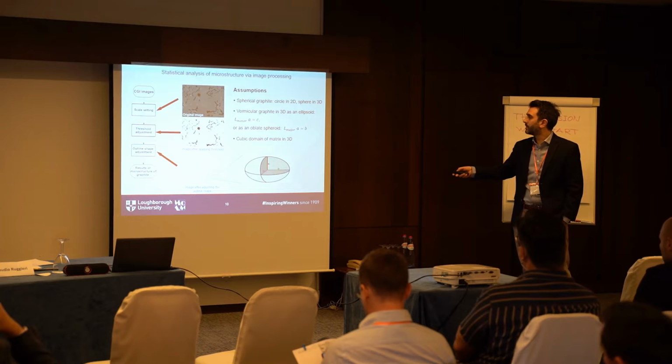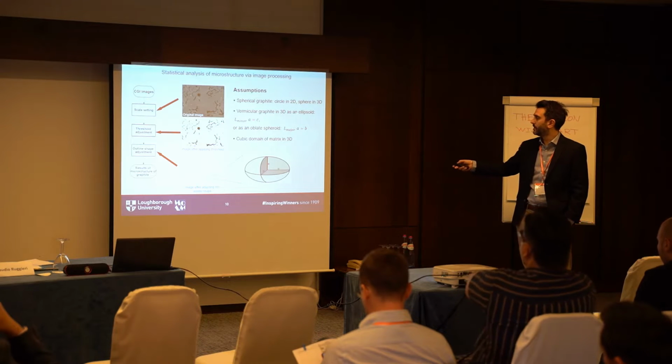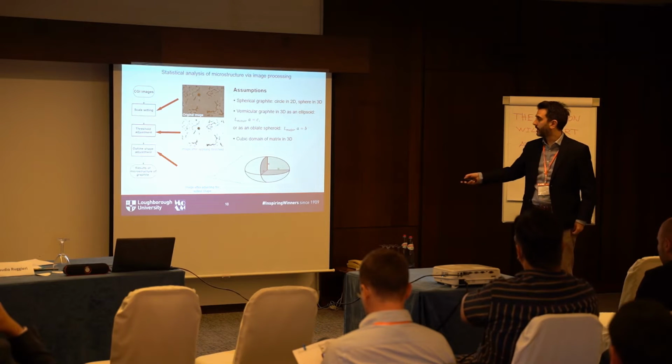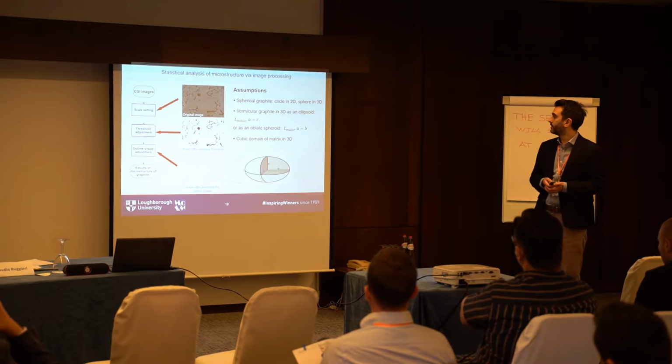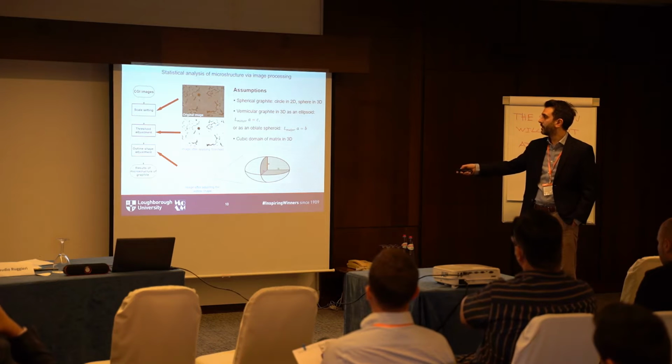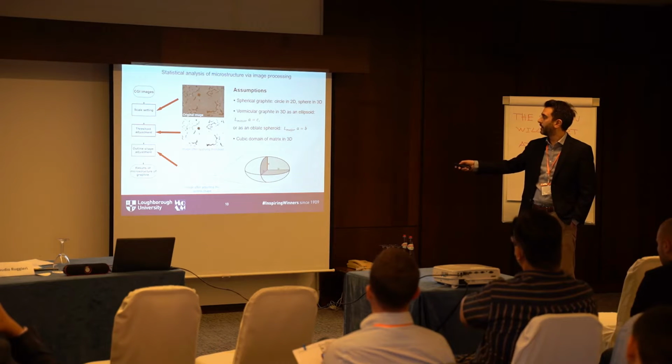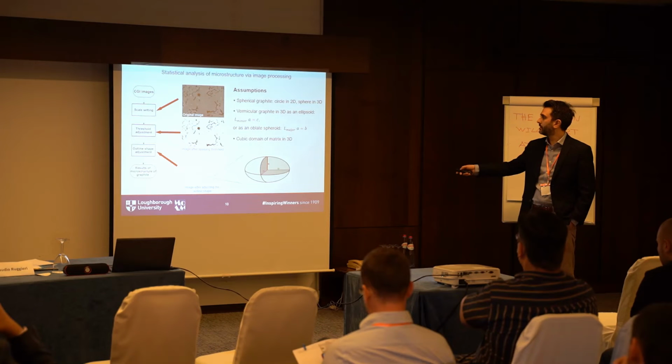But for the vermicular, we have 2 different options. This can be somehow modeled as an ellipsoid, as you have here, or as the geometric object of oblate spheroid. This is the shape of the Earth, essentially. The difference is in the axis. In the ellipsoid, you have A equals C. In the oblate spheroid, you have A equals B.